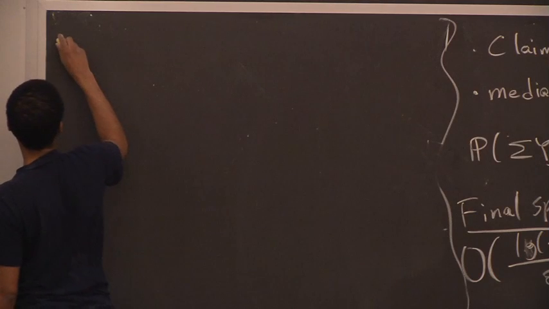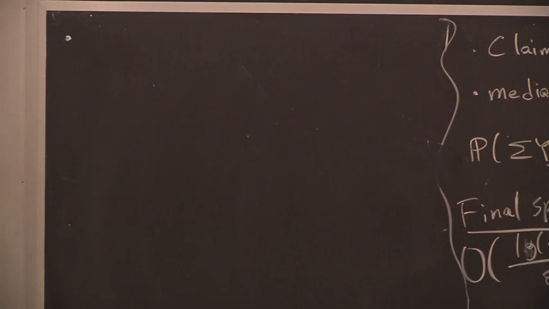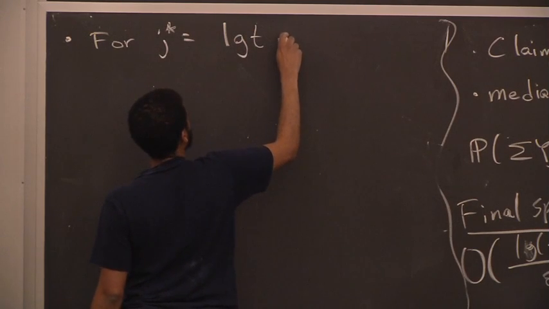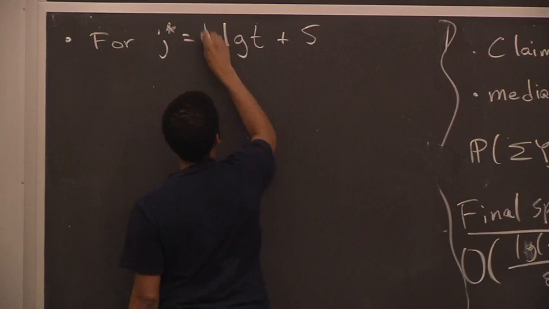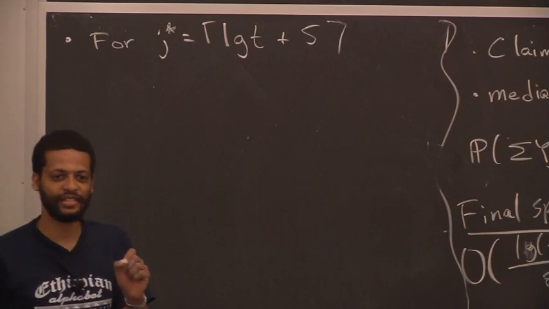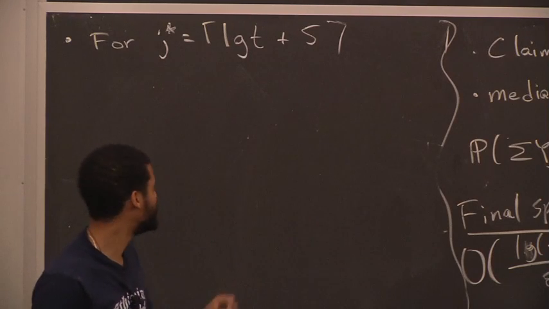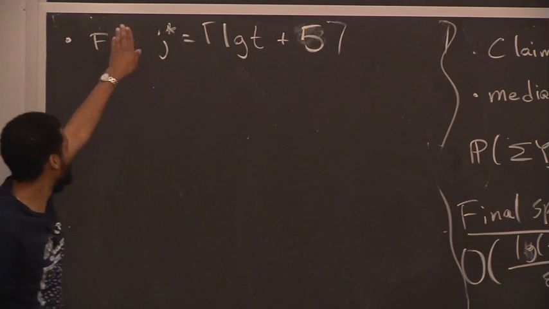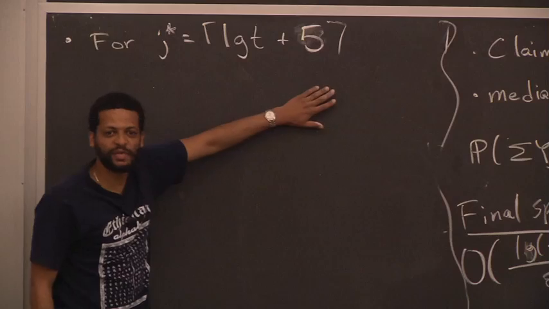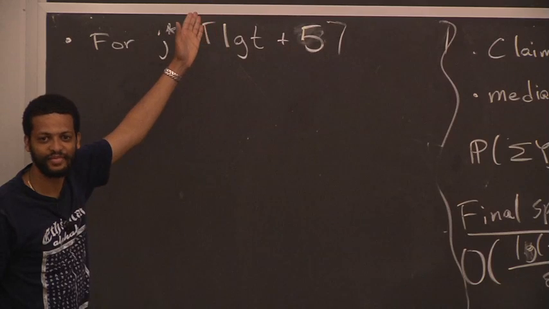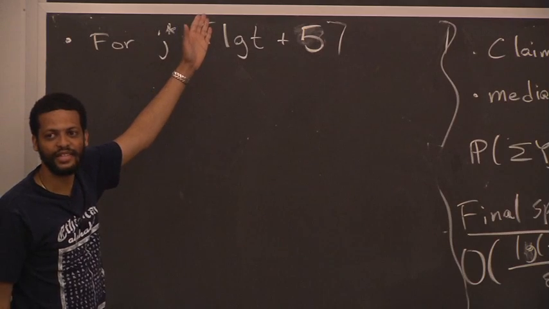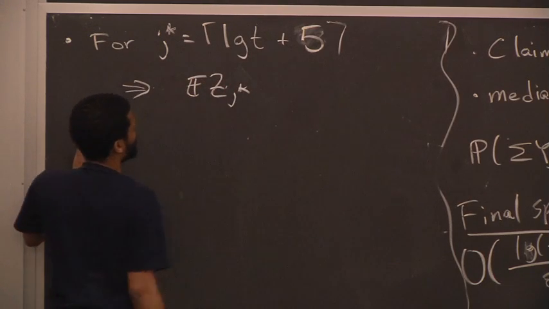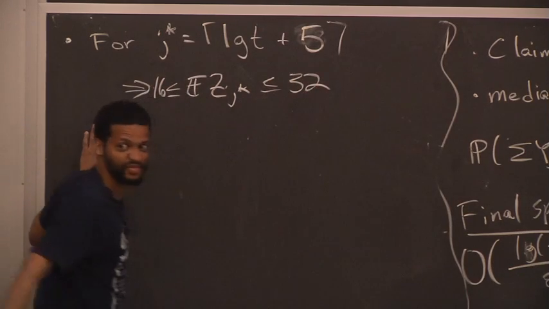Right, so for j star, which is something like log of t, let's say plus 5 or something, right? Kind of at the level log t, which might not be an integer, but let's say it were. At the level log t, we expect zj to be about 1, right? At the level log t plus 5, we expect zj to be something like 32, right? So this implies that the expectation of zj star is somewhere between, I guess, 16 and 32, something like that. So let's say it's at least 16.